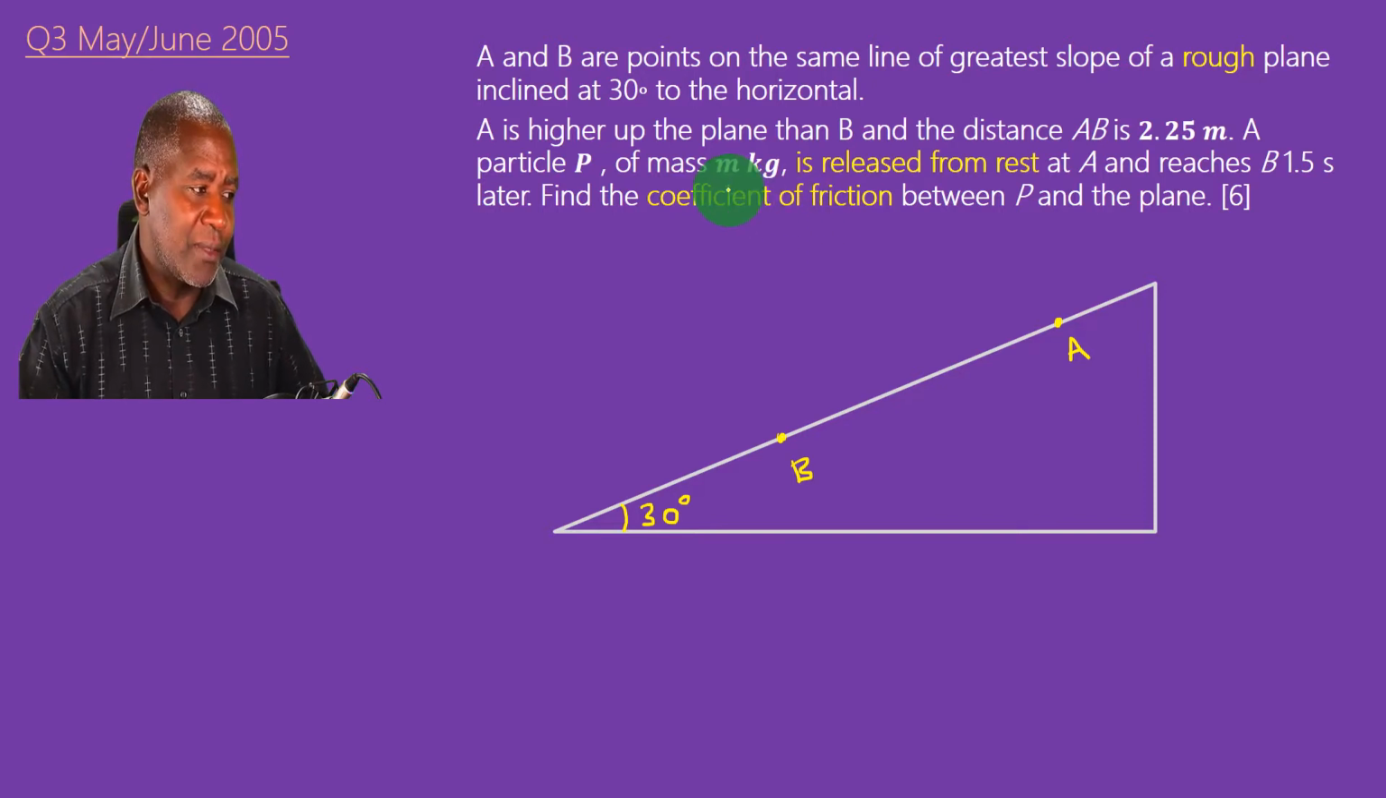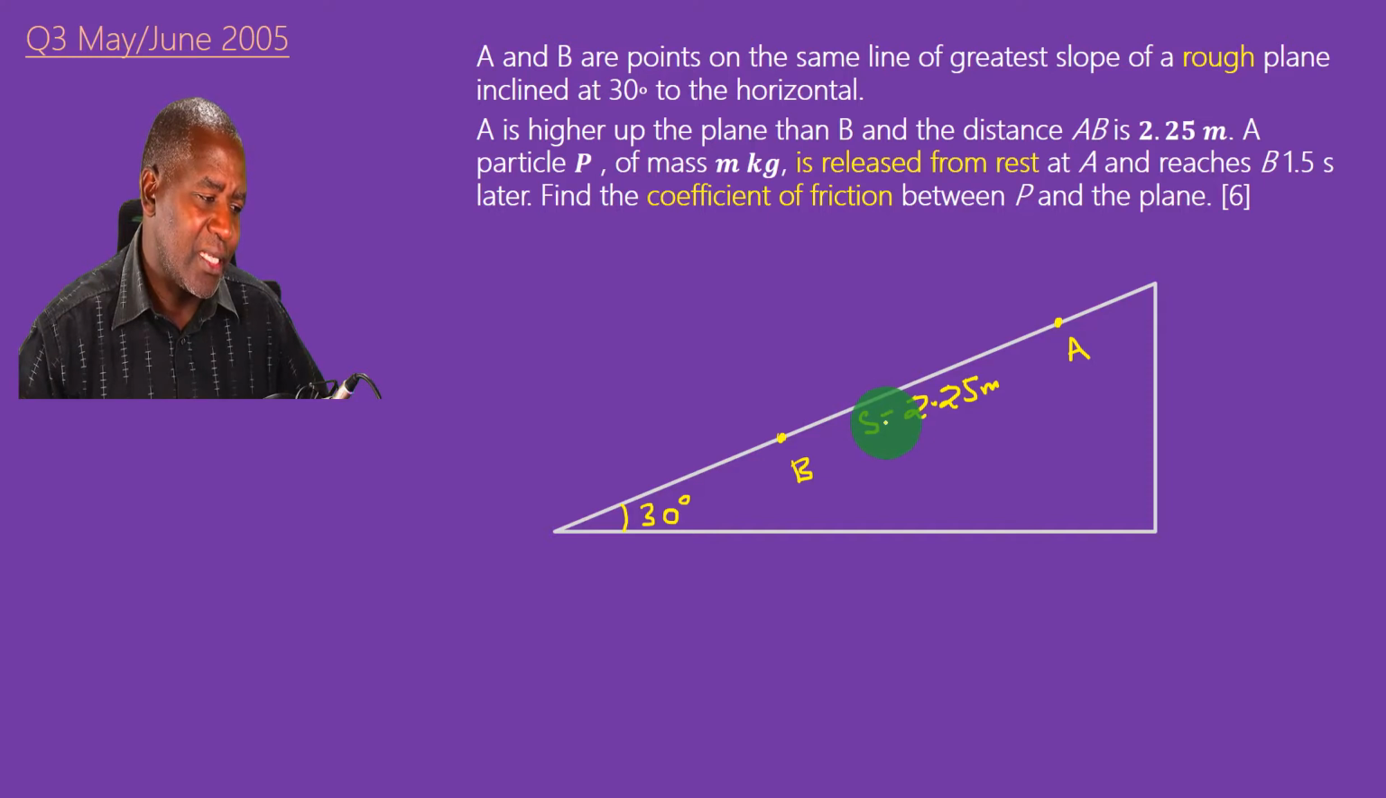We are told that the 2 points are separated by a distance of 2.25 meters. That is the distance between them. Call it D, or even call it S, just in case there is a possibility of using equations of uniformly accelerated motion, and you know displacement is represented with S. So just use the symbols which are used in the common equations.